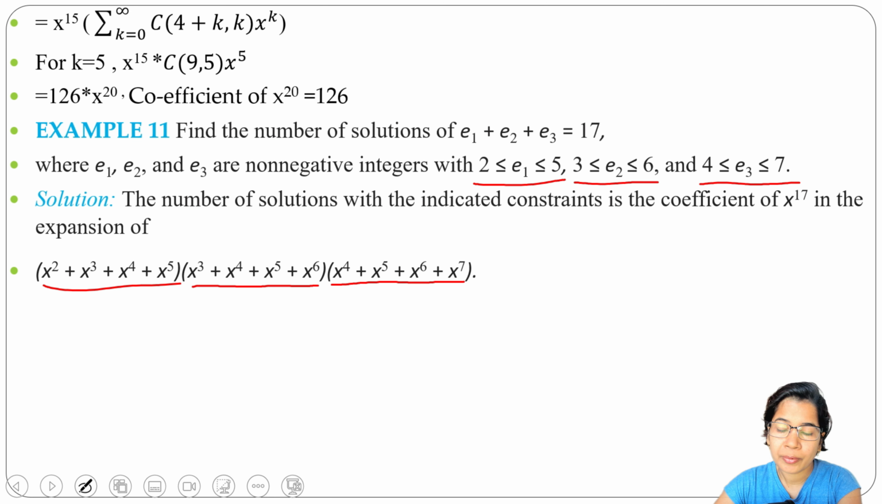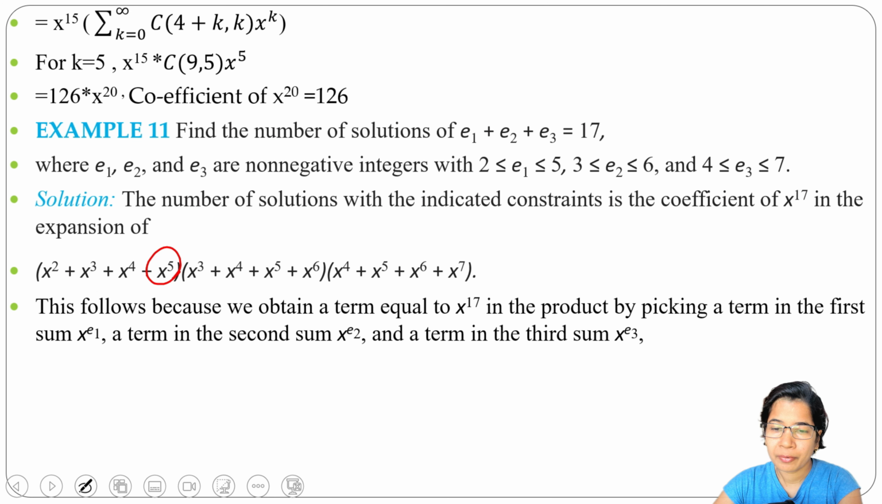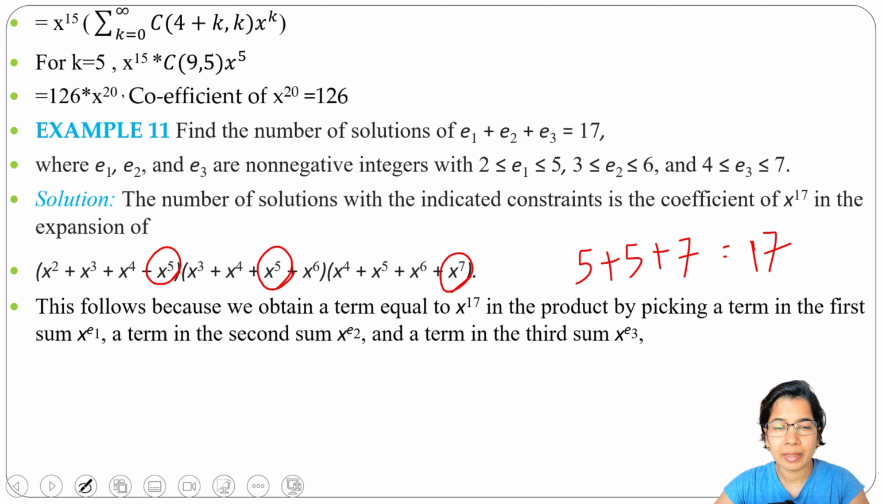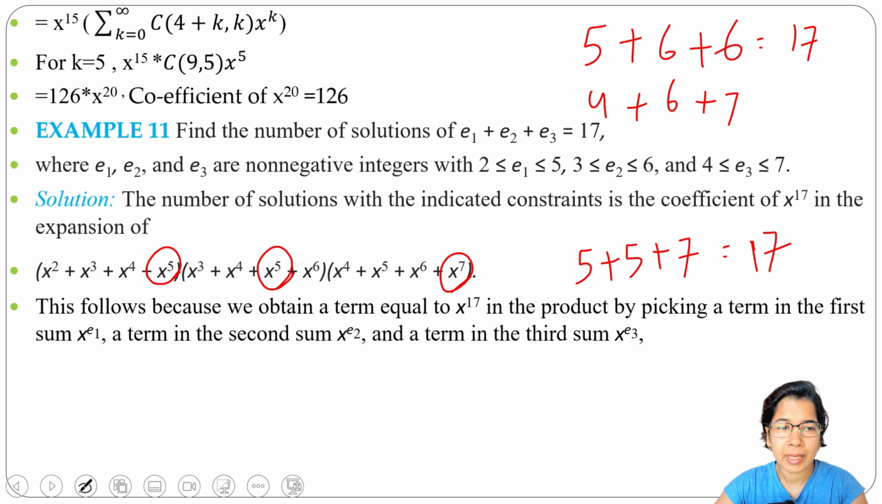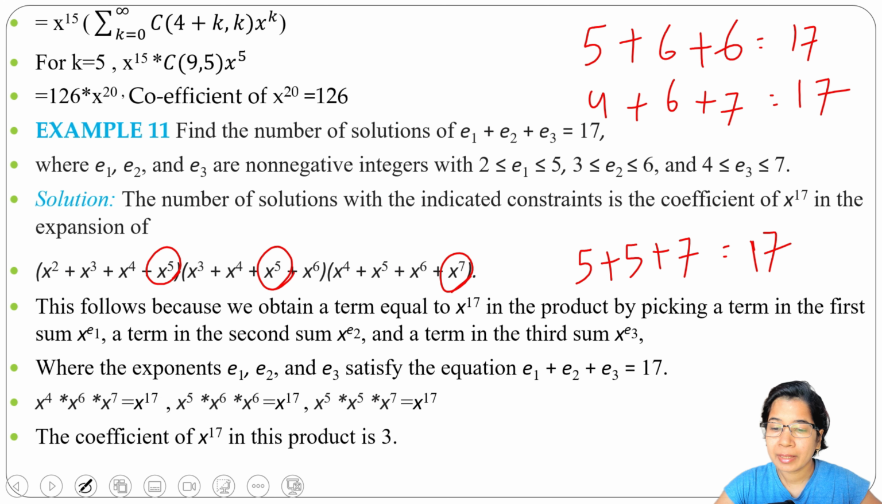That should be one term from E1, one from E2 and one from E3, like x^5, x^5, x^7. 5 plus 5 plus 7 is 17. This is one way. In another way, we can get 5 plus 6 plus 6: 6 plus 6 is 12, plus 5 is 17. Is there any other possibility? Yes, 4 plus 6 is 10, plus 7 is 17. So there are a total of 3 ways we can get 17. So the coefficient of x^17 is 3. That's why there are 3 solutions.